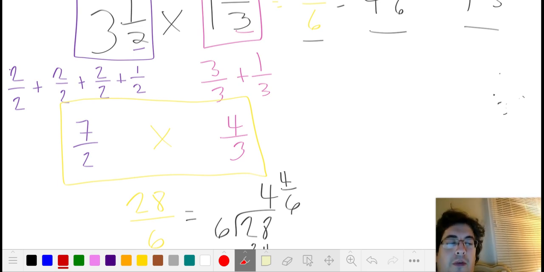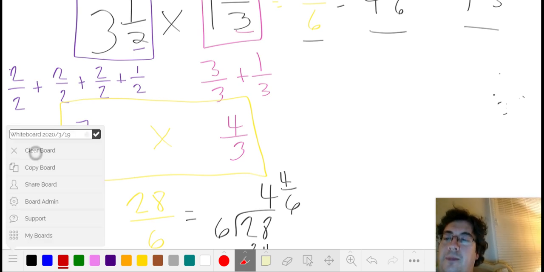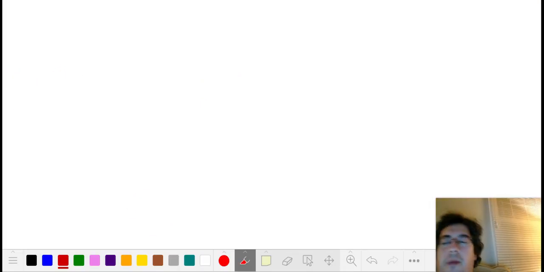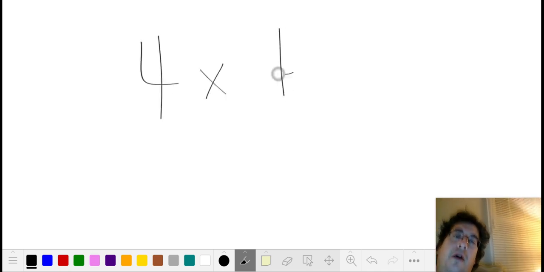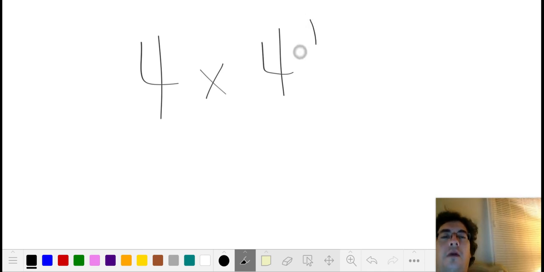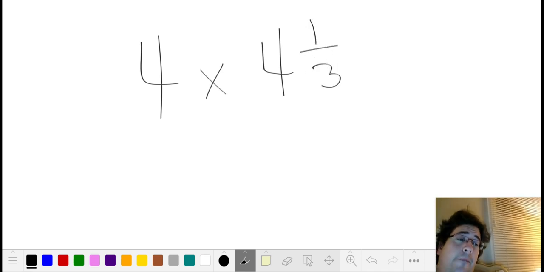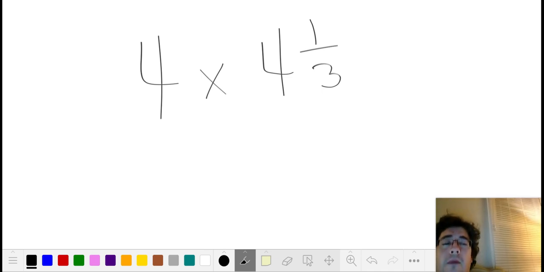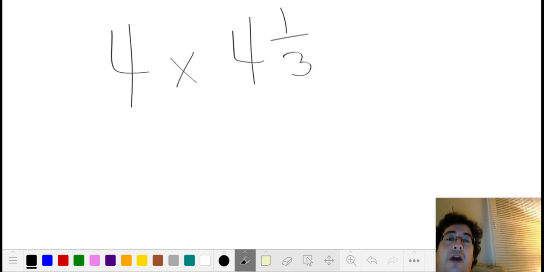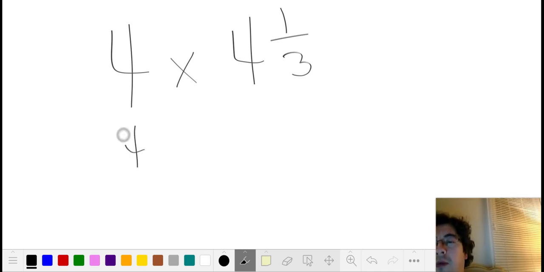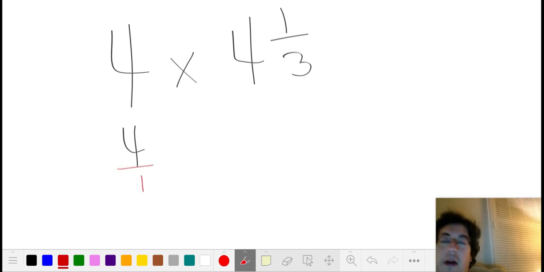Now let's take a look. We'll work on one last problem here. What happens if you have a problem like this? So let's say you have a whole number 4 and you want to multiply that 4 by a mixed number. Well, if we're going to choose the method where we're turning mixed numbers into improper fractions, the 4 is just going to stay a 4. Okay, so the 4 will just stay a 4, and because we're eventually going to multiply it by another fraction, you can go ahead and put a 1 in the denominator's place.